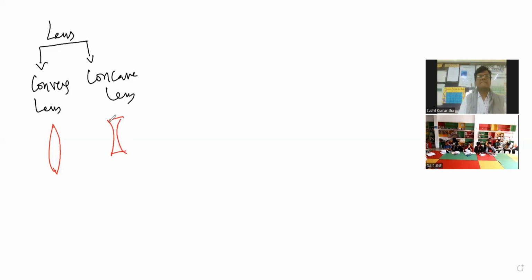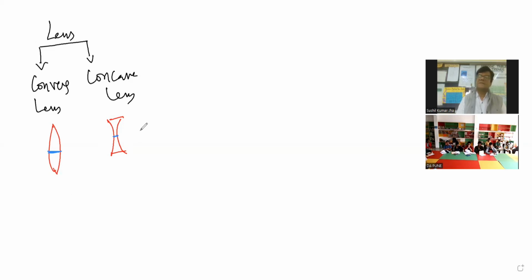So what is the fundamental difference? In a convex lens, the central part of the lens is a little wider as compared to the edges, top and bottom. In a concave lens, the central part is thinner as compared to the top and bottom.